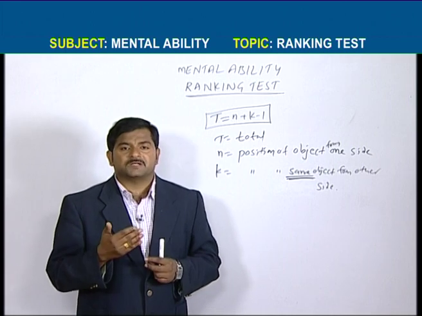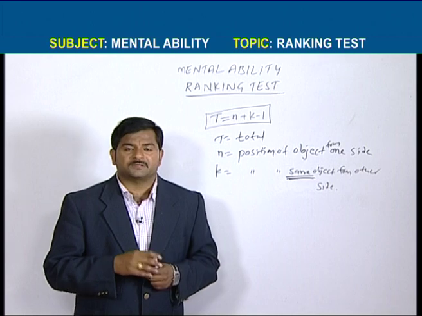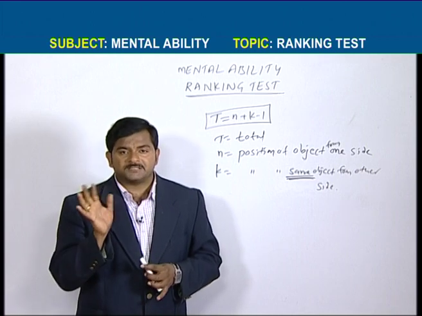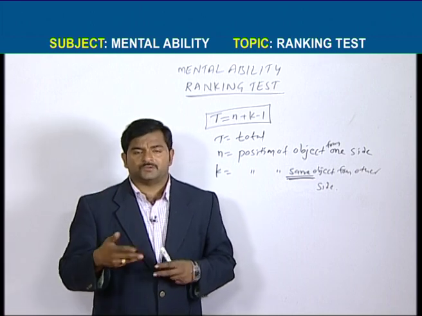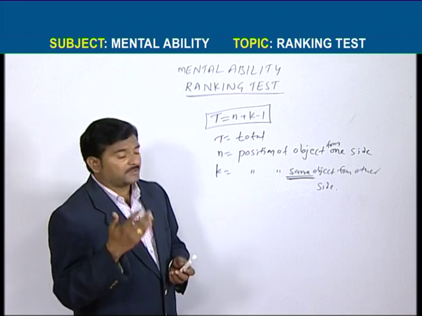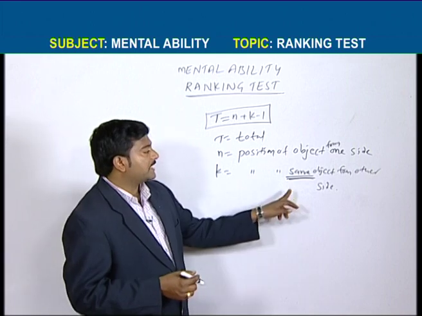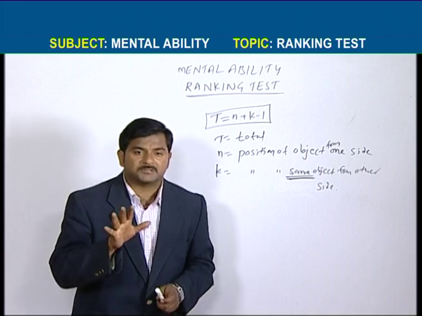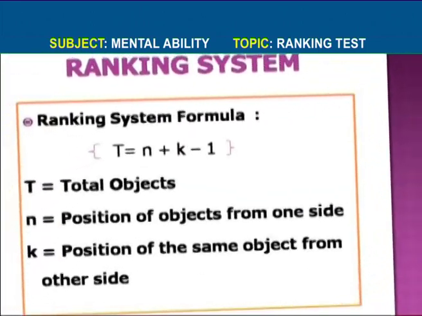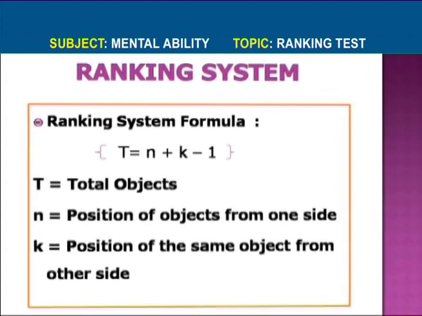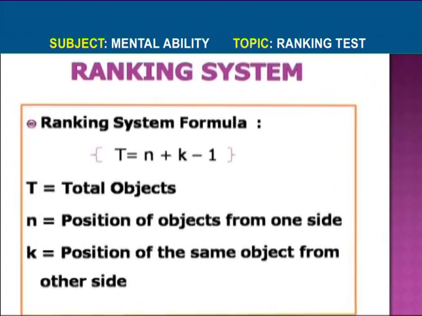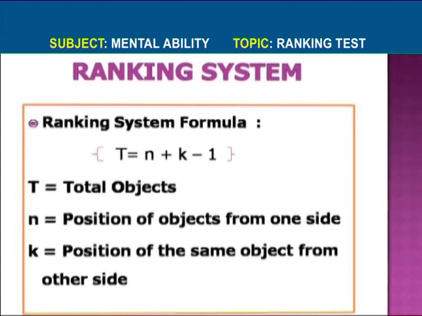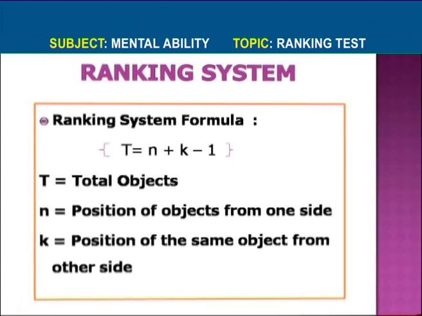Okay, formula is what? T is equal to n plus k minus 1. It's very important. You know the formula. Sometimes you already have an idea about that formula, but what I mean to stress is it must be the same object's position. Remember that point carefully. T means total objects, n means position of the object from one side, k means position of the same object from other side.